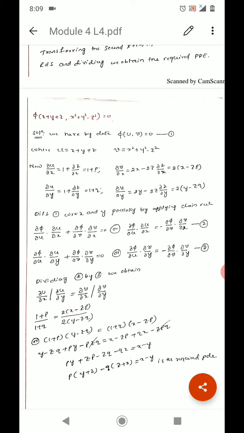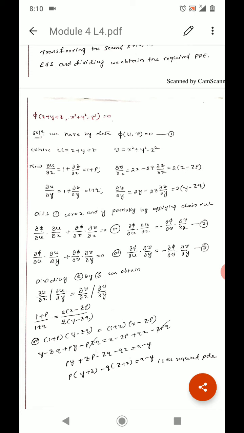Now differentiate equation 1 with respect to x and y partially by applying chain rule. So the standard chain rule equation is del phi by del u into del u by del x plus del phi by del v into del v by del x equal to 0, which can be written as del phi by del u into del u by del x equal to minus, by taking the second term to the right side, we get minus del phi by del v into del v by del x. Take this as equation 2.